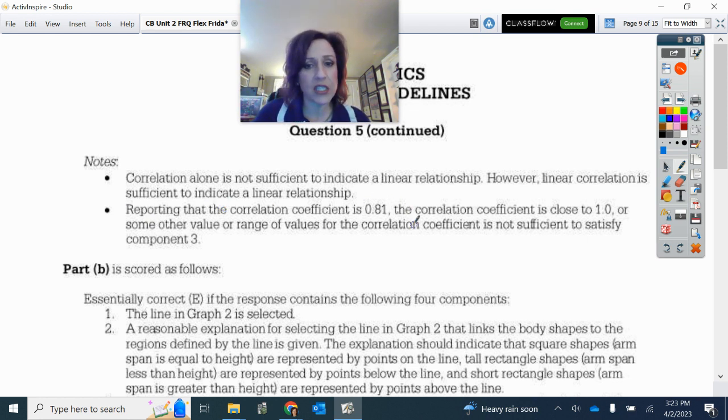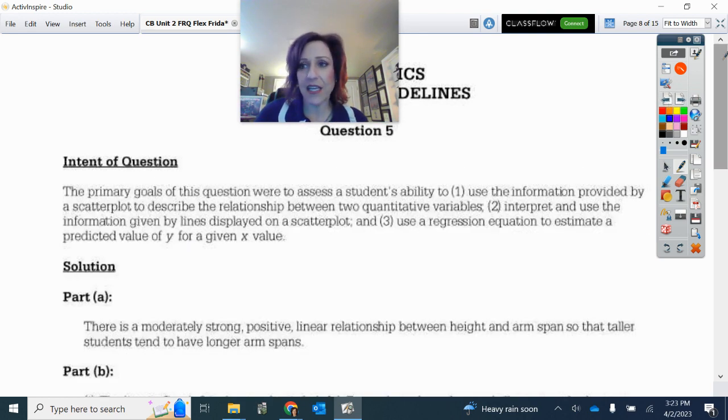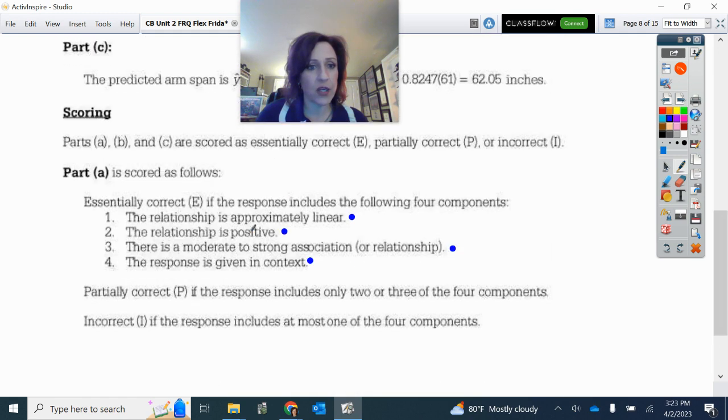Putting the correlation as 0.81 or that it's close to 1, that kind of value and ranges of the value for the correlation coefficient is not sufficient to get that correlation component or that strength of the relationship.